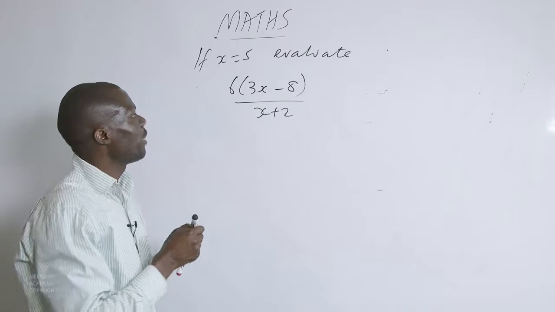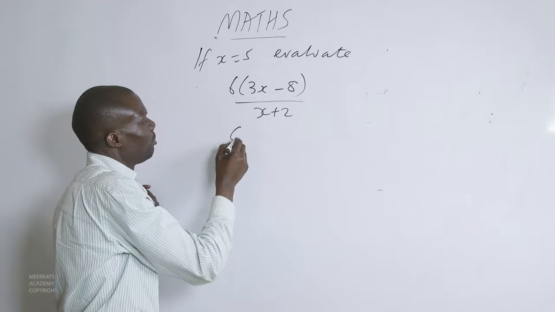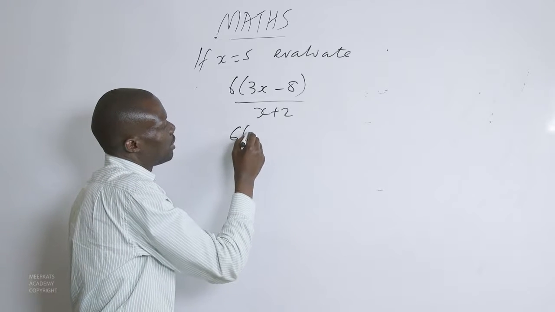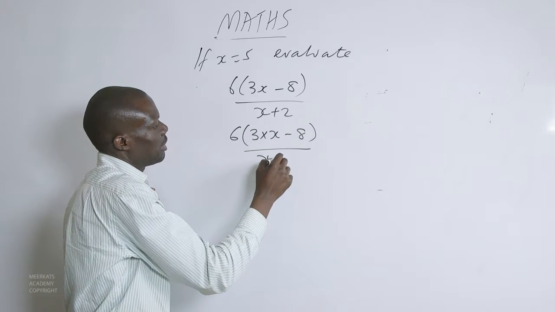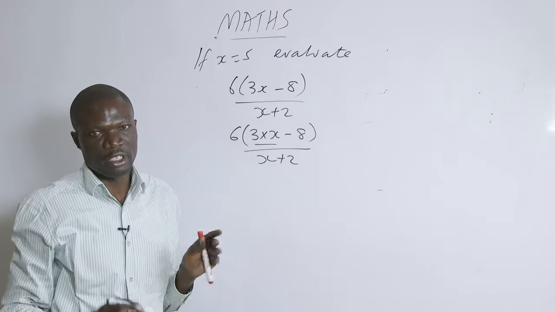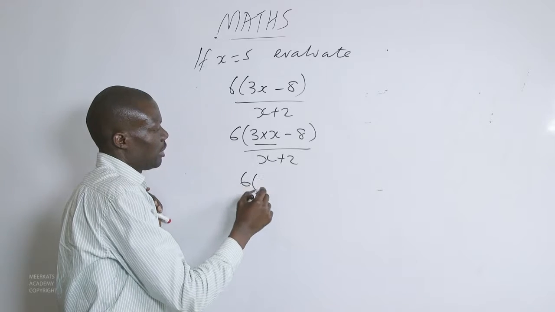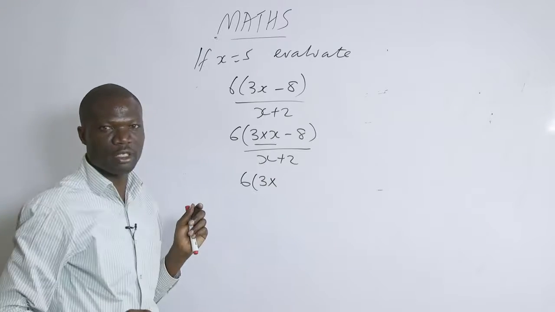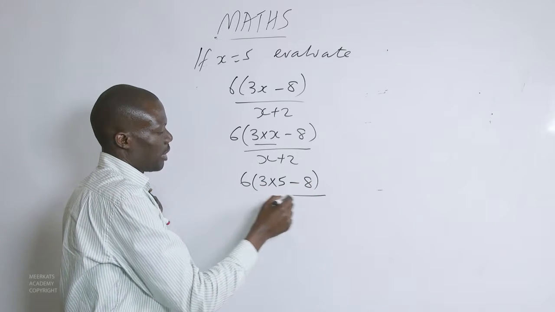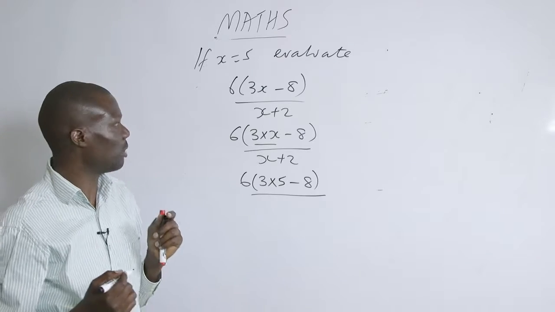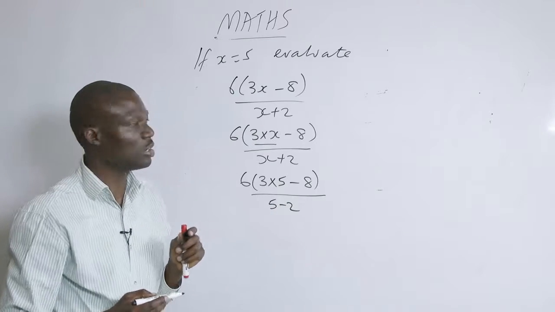Again, the same way, if x is 5, we go ahead and substitute, and what we shall have will be 6 into, this one is 3 multiplied by x, then minus 8, and then we divide by x plus 2. And remember, I'm separating this so that we don't have a problem when we substitute. Substituting now, we shall have 6 into 3 multiplied by x, but x is 5, so put a 5 here. Then minus 8, close bracket. The denominator, we have x plus 2, and x is 5, plus 2 is there.